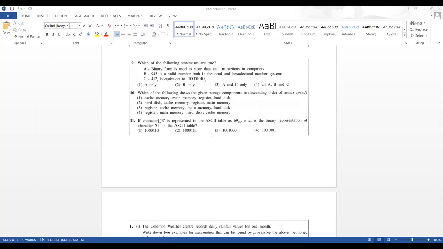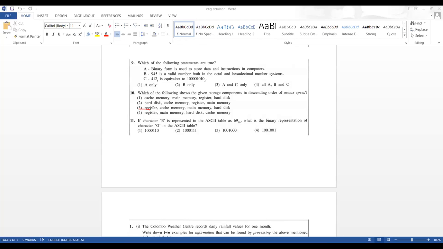Which of the following, we'll see, 10th one, shows the given storage components in descending order of access speed. Descending order of access speed means the highest speed comes first. When you consider descending order, highest speed should come at the first. So it should be registers, cache memories. Third answer.